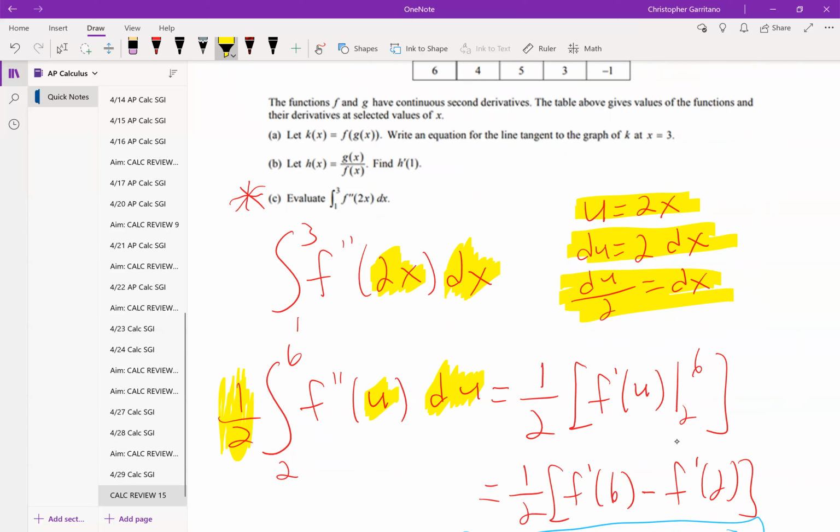So instead of 1, I'm going to take this 1 and plug it into our equivalency for u. So when I plug 1 in for x, I get 2. So my lower limit of integration is now going to be 2. When I plug 3 in for x, I get 6. So my new upper limit of integration is going to be 6.